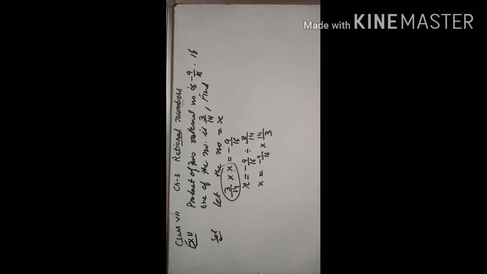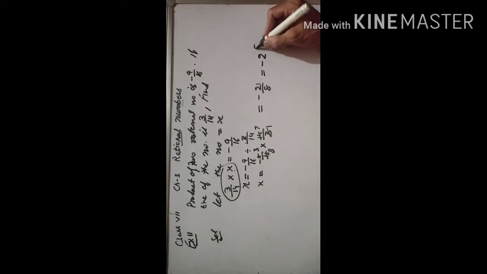The reciprocal of 3 by 14 is 14 by 3. Now 2 sevens are 14, 2 eights are 16, 3 threes are 9, 3 ones are 3. Now minus 21 by 8. Now as a mixed fraction, 2 eights are 16, 5 by 8.